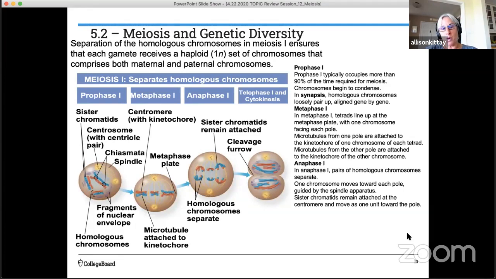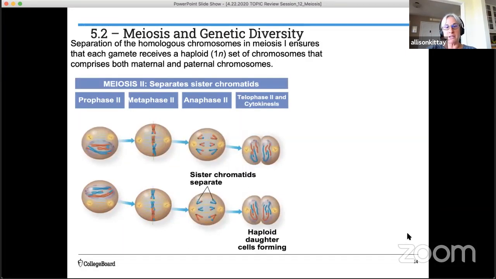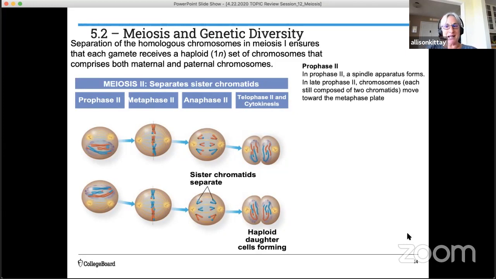In anaphase 1, the homologous pairs move to opposite sides of the cell. And then in telophase 1 and cytokinesis, we get those 2 cells, each containing homologous chromosomes. In meiosis 2, it's very similar to what happens in mitosis. Prophase 2 is not like prophase 1. There is no synapsis. There is no exchange of material.